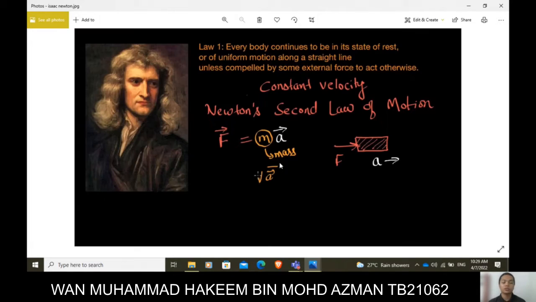Isaac Newton also explained the free fall motion from Newton's second law of motion. From this equation, we can just replace a with g, which is also an acceleration, but the gravity acceleration. So the formula becomes F equal to mg.